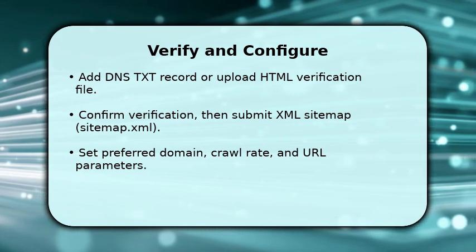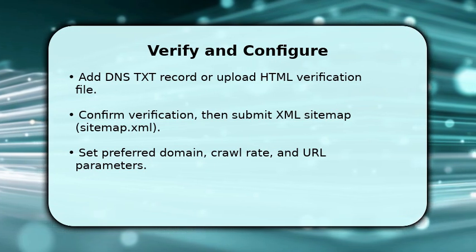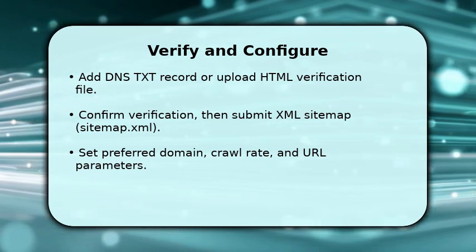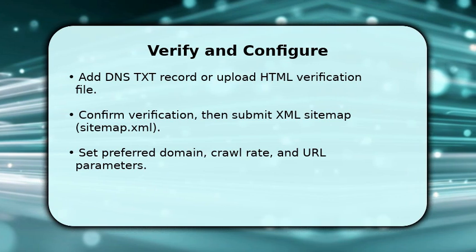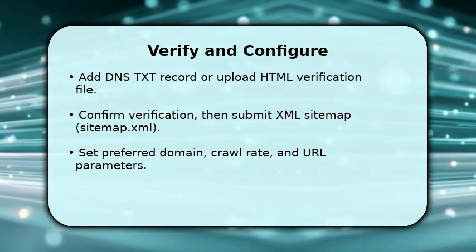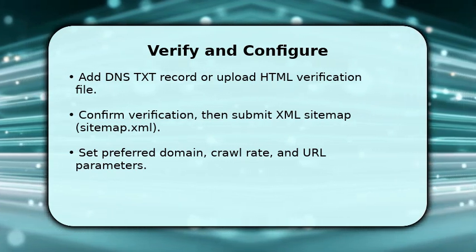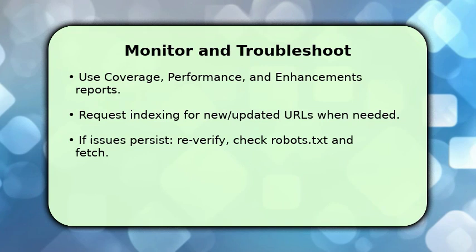Then configure settings, set preferred domain, check mobile usability, and adjust URL parameter handling so Google crawls efficiently. These steps help Google understand site structure and prioritize important pages. Now monitor performance and coverage. Watch clicks, impressions, and index status to verify Google is crawling and ranking pages.